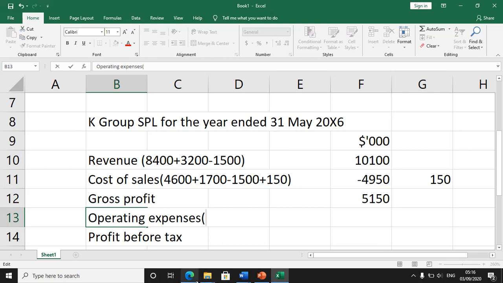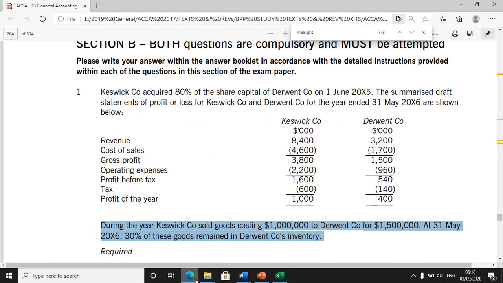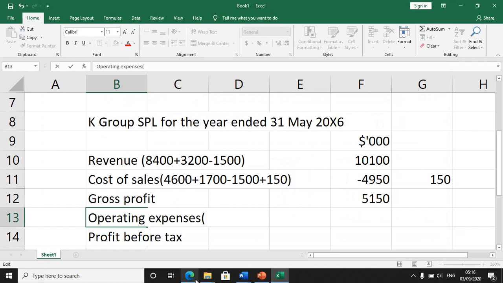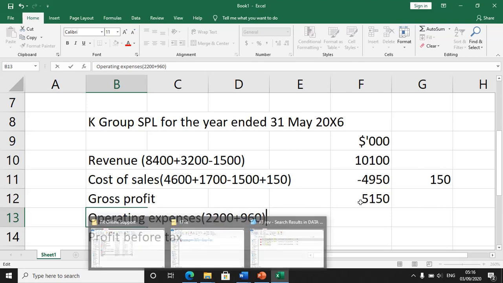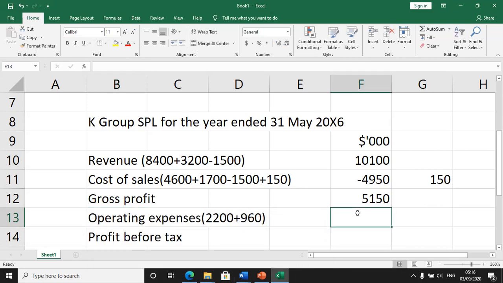The next one is the operating expenses, 22 plus 960. I don't think there was any additional adjustment, but sometimes you might have goodwill as an expense there. Please remember what I've said: goodwill is to be added to those two expenses if it is given in the exams. So what we have now is that figure, 160, which I'm supposed to put in brackets. Okay, next.